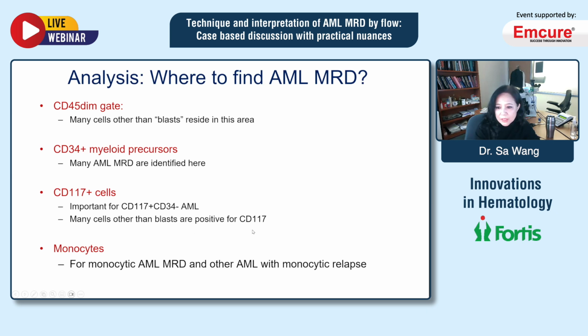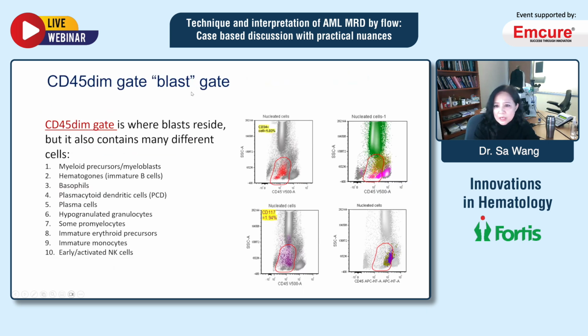However, there are a lot of cells positive for 117. We have to know which cells are positive for 117. The monocytes, of course, are very important for patients with monocytic leukemia, and also for the emergence of monocytic relapse in patients who did not have monocytic leukemia. I'm going to have some examples to show that. So this is a CD45 dim gate. We can easily count 10 different cell populations which are not blasts in this area.